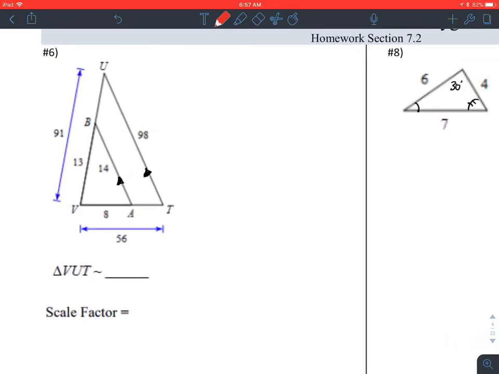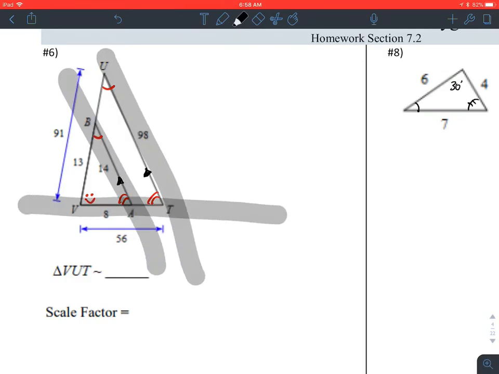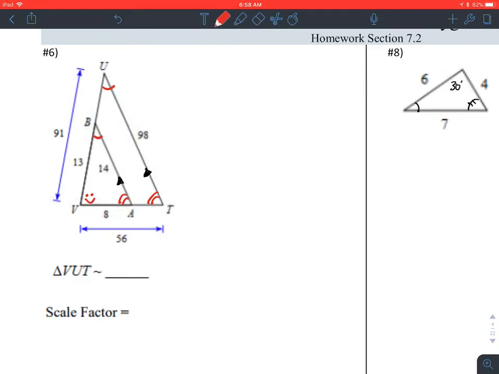Number 6, I assume it's the same instructions. We know they're similar. So check this out. This angle and this angle have to be the same because we got two parallel lines cut by a transversal. It's a corresponding angles postulate. This angle has to be the same as itself. Congruence of angles is reflexive. This angle has to be the same as this angle, once again because we got two parallel lines cut by a transversal, they're corresponding angles.